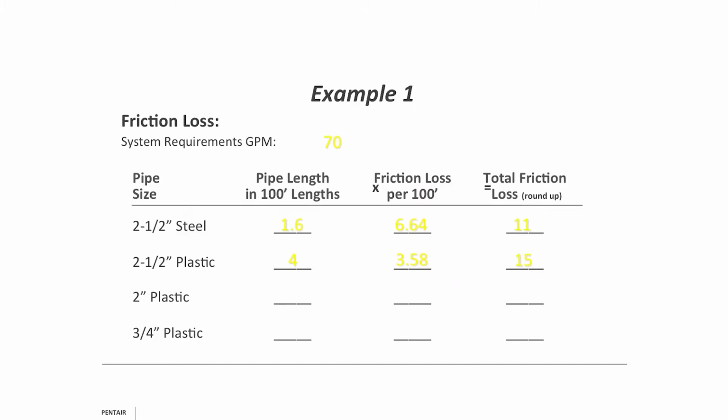In my calculation, the 2-inch plastic, I know that I have 150 feet divided by 100 is 1.5. I'm going to multiply it by, again, that friction loss per 100 feet, which is at 35 gallons per minute now. It gives me a number of 2.36 feet of head per 100. Do my math and I round it up to 4.